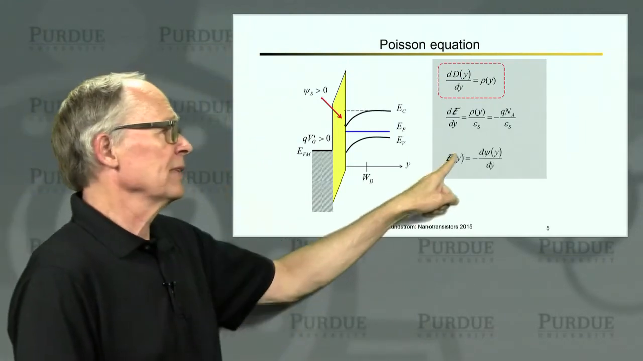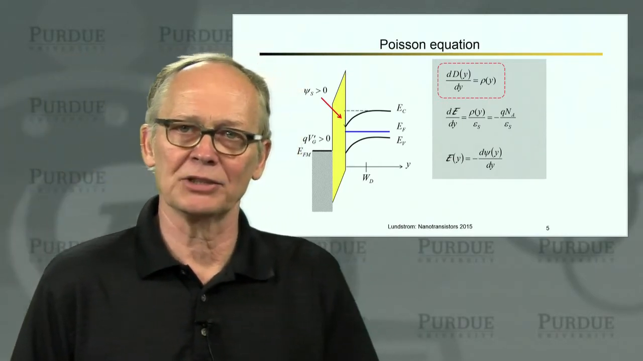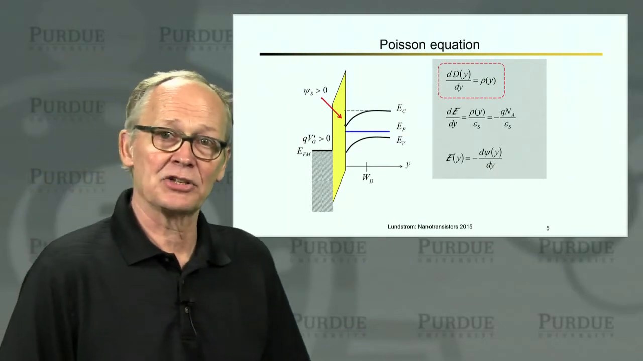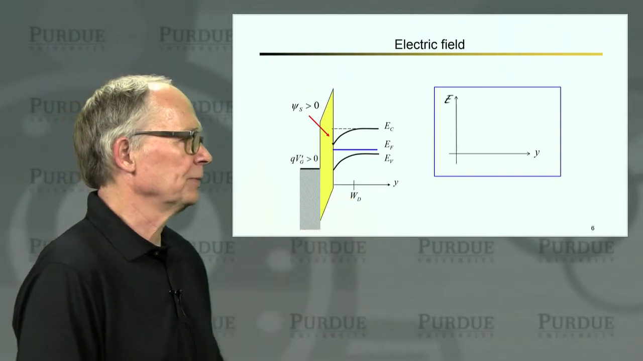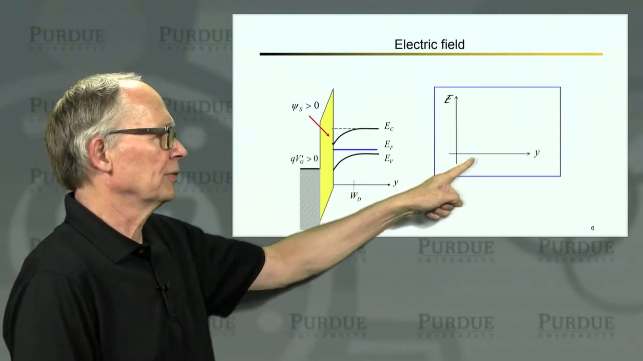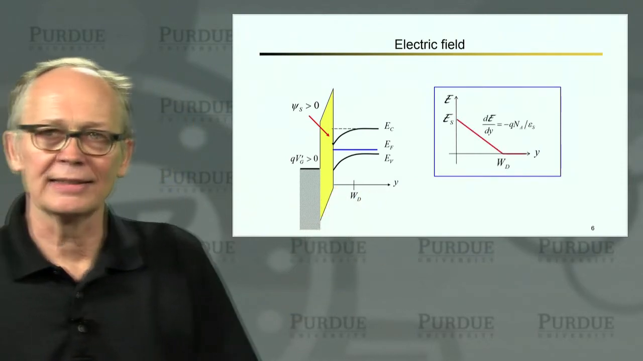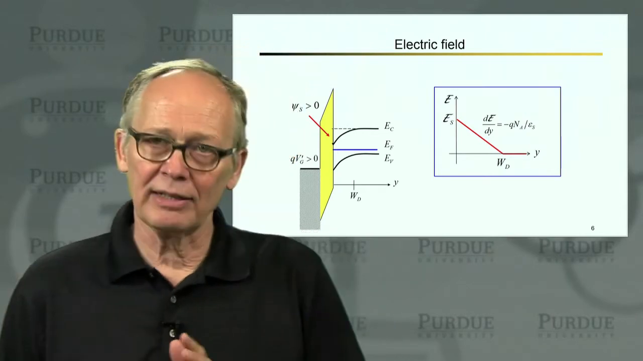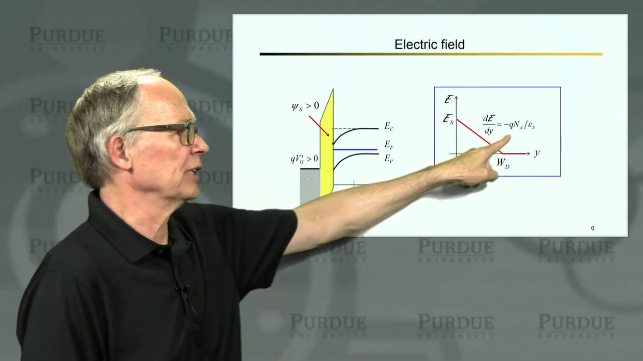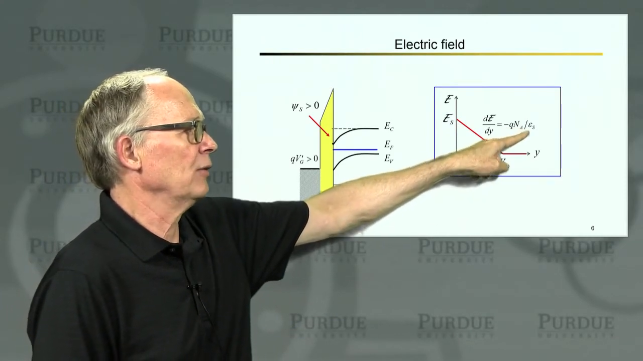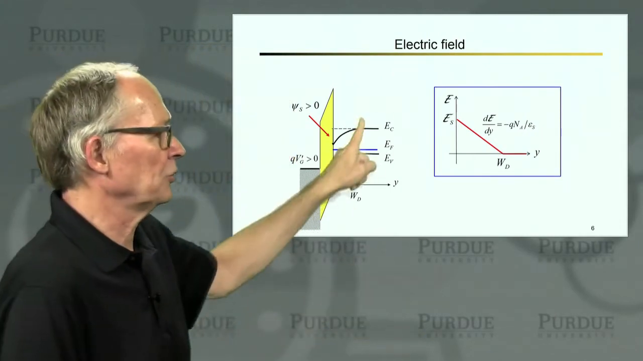Now I also know that the electric field is minus the slope of the electrostatic potential. So I can get the electrostatic potential by doing an integration. We're going to get both. So let's look at the electric field first. If I plot electric field versus Y in the semiconductor, in this region right here, it's going to look like this. It's going to look like a straight line with a constant negative slope. The reason is because that's my Poisson equation. It's minus Q N sub A over the dielectric constant, and that's a constant. So we have a constant negative electric field slope within this region.